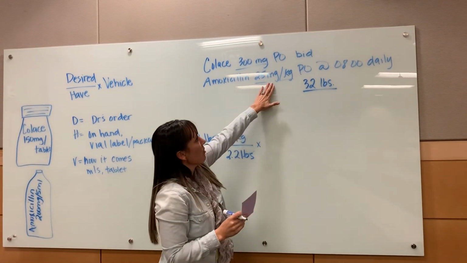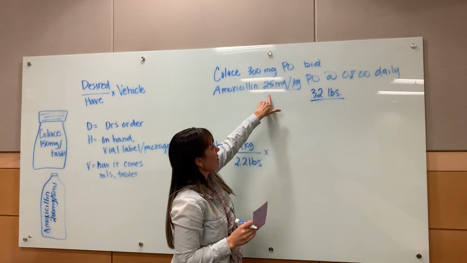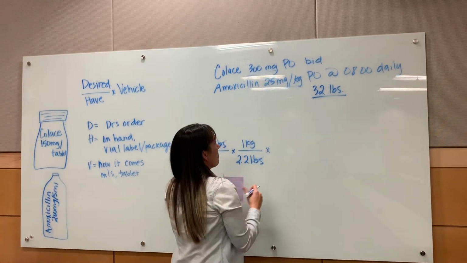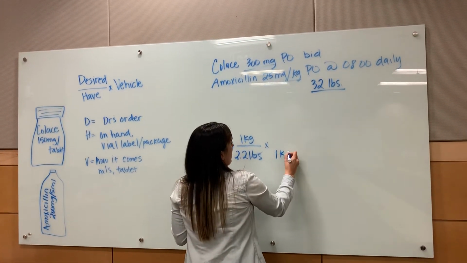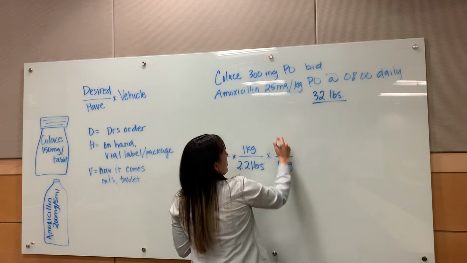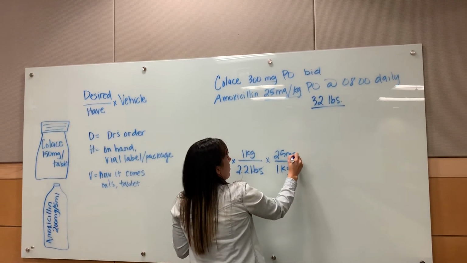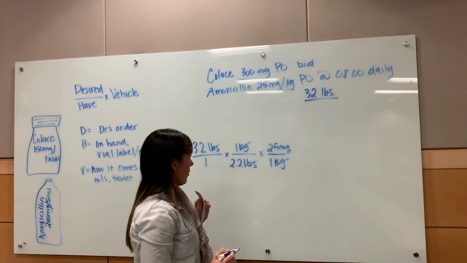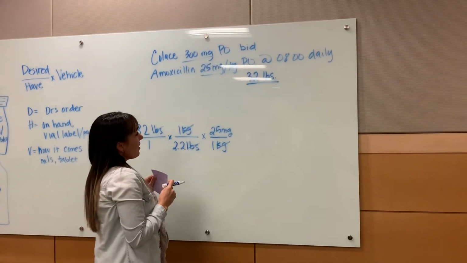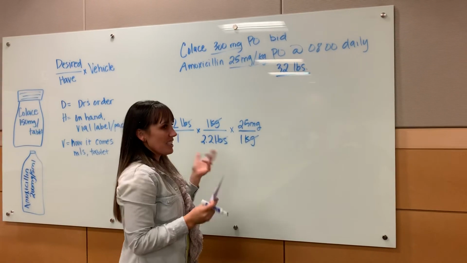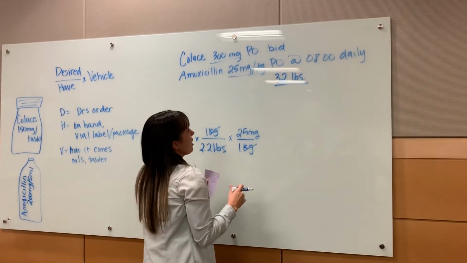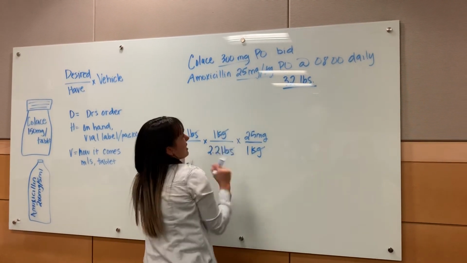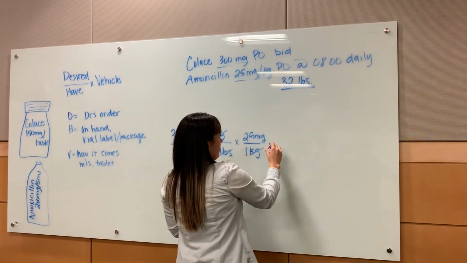Well, what do we have here? We have an order, 25 milligrams per kilogram. So let's say 1 kilogram over 25 milligrams. Now we can get rid of our kilograms. Now we have some more to do because we still don't have mils, and that's really what I want, because I want to know how much am I drawing up of amoxicillin to give to my patient.